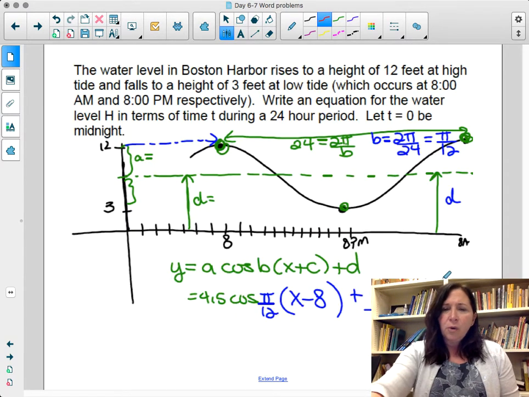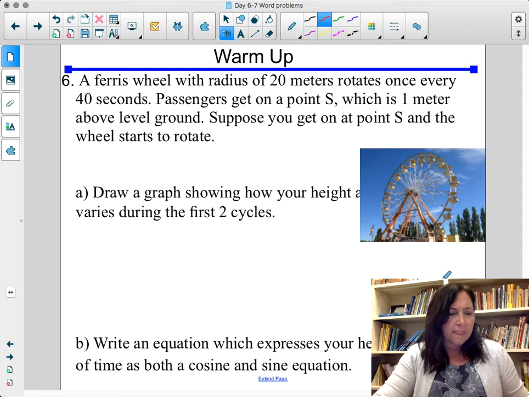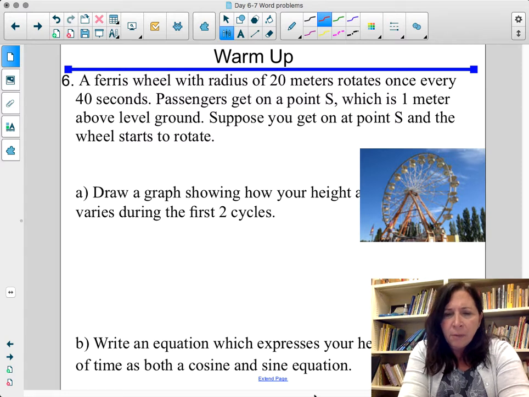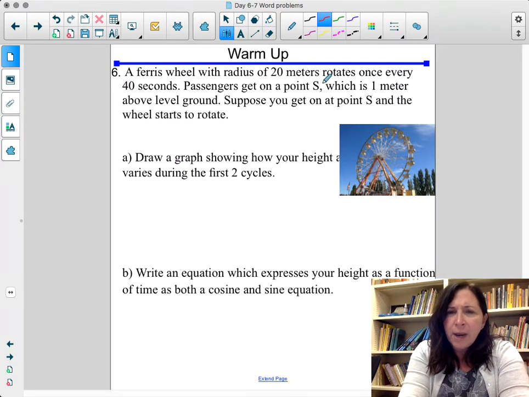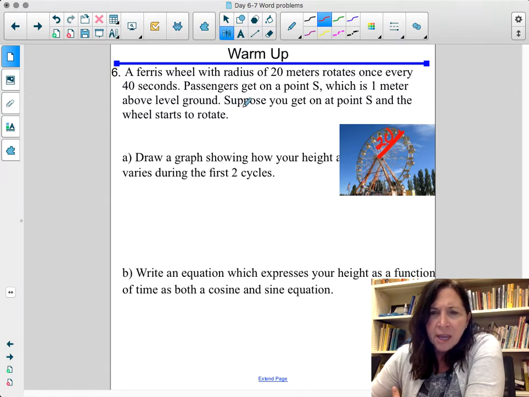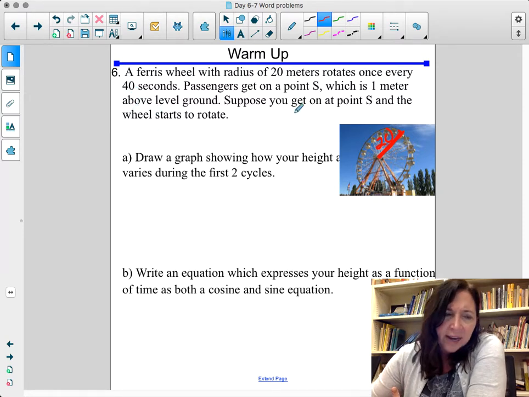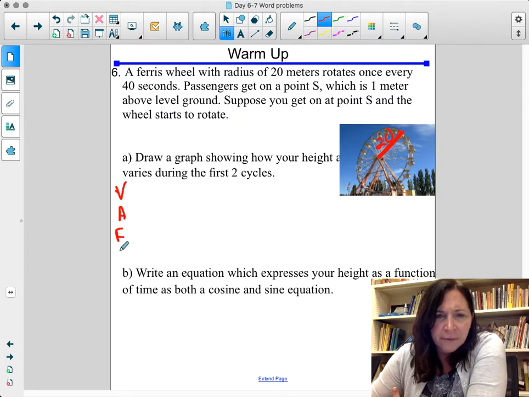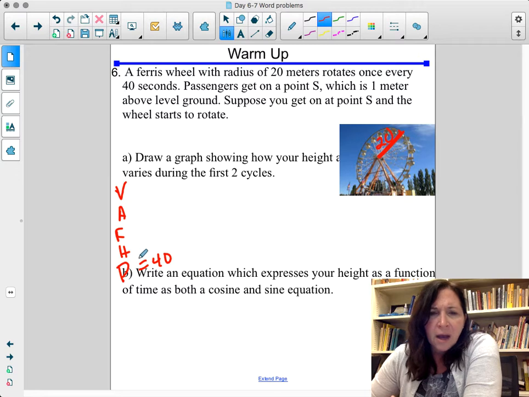All right, so the next question is based on the Ferris wheel problem. For this problem, a Ferris wheel has a radius of 20. Keep in mind, when they start talking about a radius, we've got a Ferris wheel, that's my radius. My radius is 20. It rotates once every 40 seconds. So that means 40 seconds is now my period. So we've got V, A, F, H, P. My period is 40.